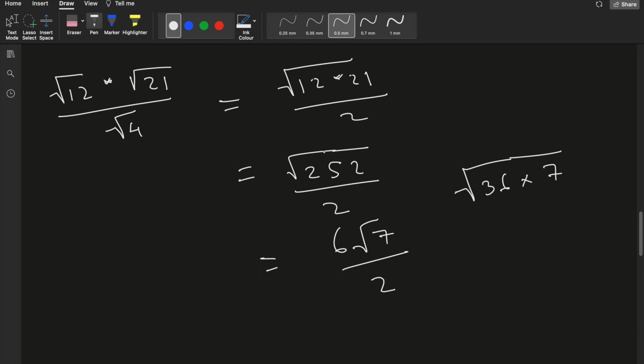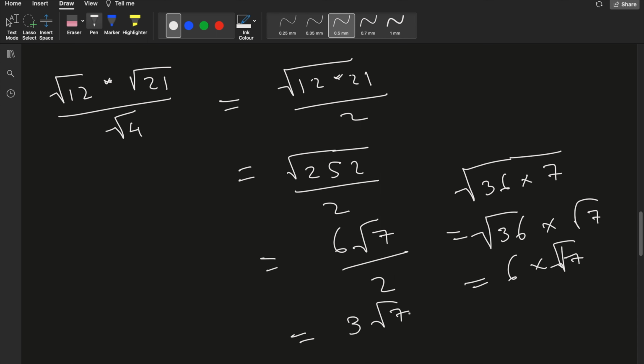We could split this down. We could write 252 as this. And then we know the properties. One of the properties is square root of 36 into square root of 7. This equals this. And we know that square root of 36 is 6 into square root of 7. So this, we have used one of the properties. And we could cancel this out, meaning 3 root 7. So this would be our final answer.